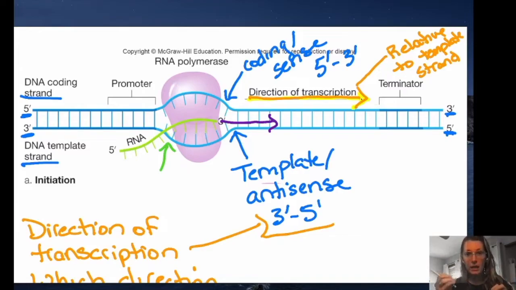So now we're going to think about what's happening with that pre-mRNA that RNA polymerase is producing. The whole point of transcription is to produce that RNA. Thinking about the pre-mRNA right here, remember that the RNA is anti-parallel.